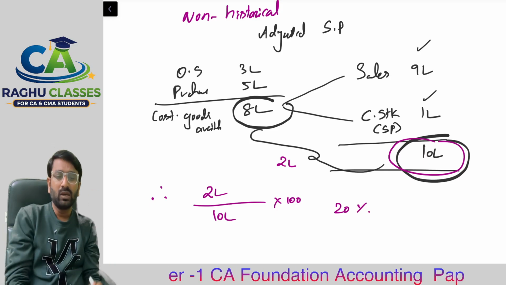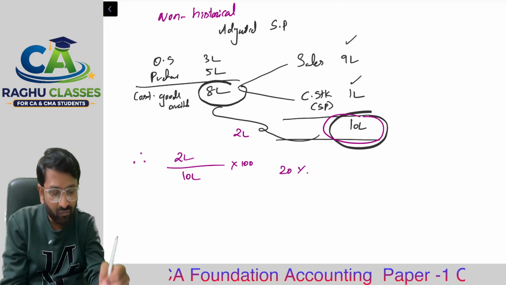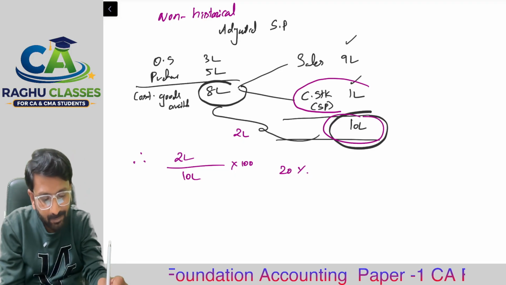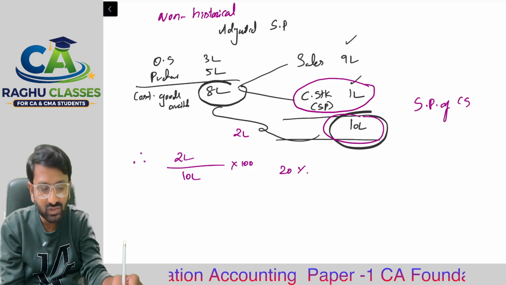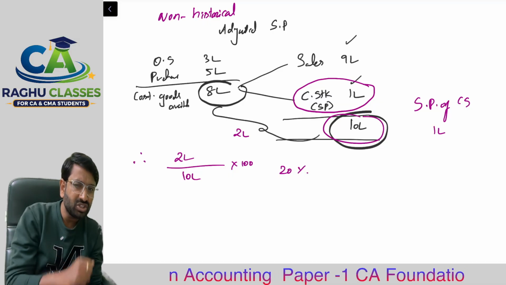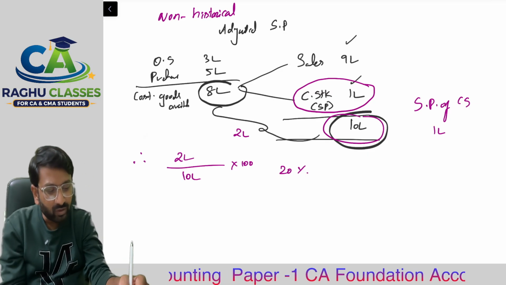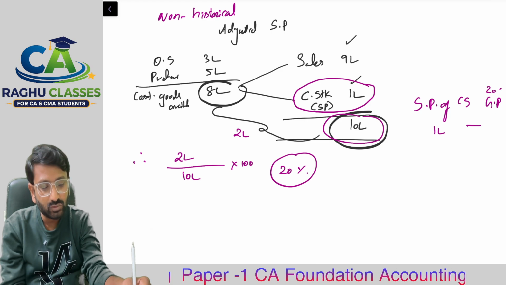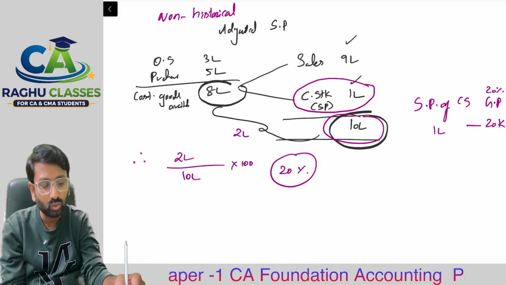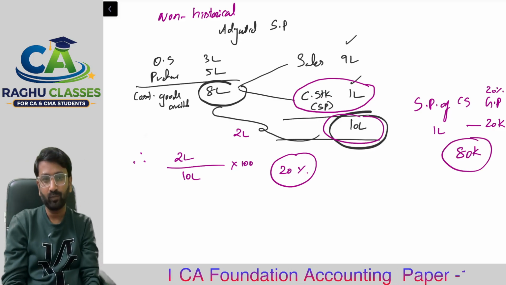Okay. Now, if I want to find out the closing stock value, we already know the selling price of the closing stock is 1 lakh. But in the balance sheet, we cannot show the selling price. We need to show the cost price. So from 1 lakh, I'll remove that gross profit. We calculated 20%. Remove 20,000. So in the balance sheet, my closing stock will be valued at 80,000.